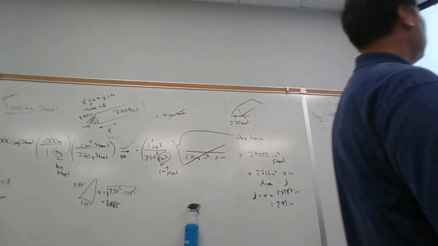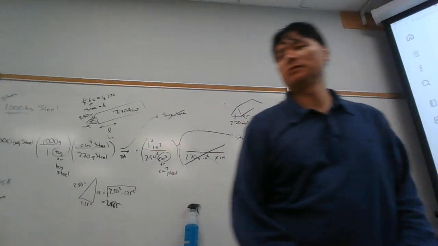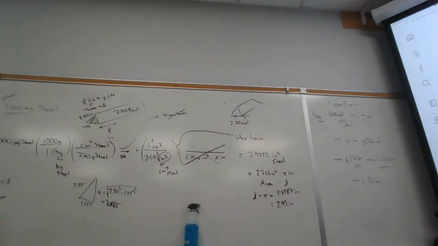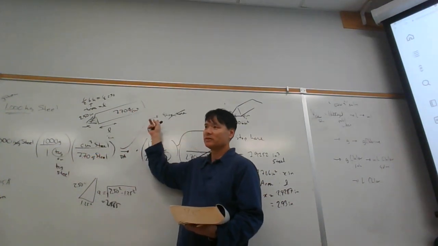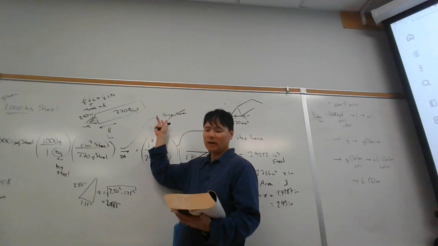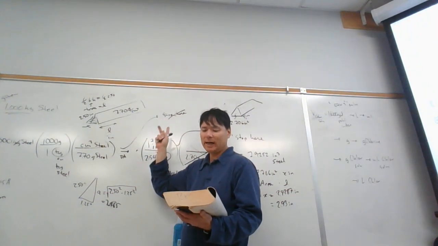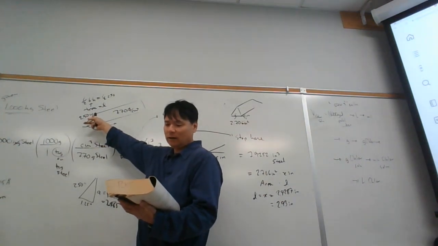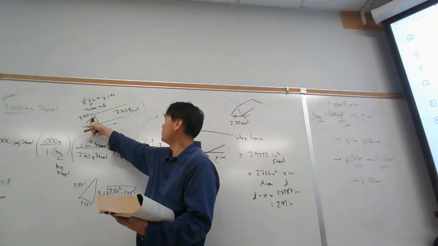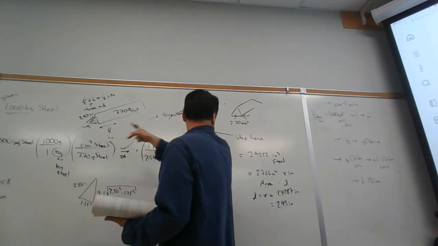How do they do it in the solutions manual? Same thing. Let's see. This is what they did in the solutions manual. They stopped here. So they went and got cubic centimeters of steel. And then they got the area in square inches. So they got 2.706 square inches.